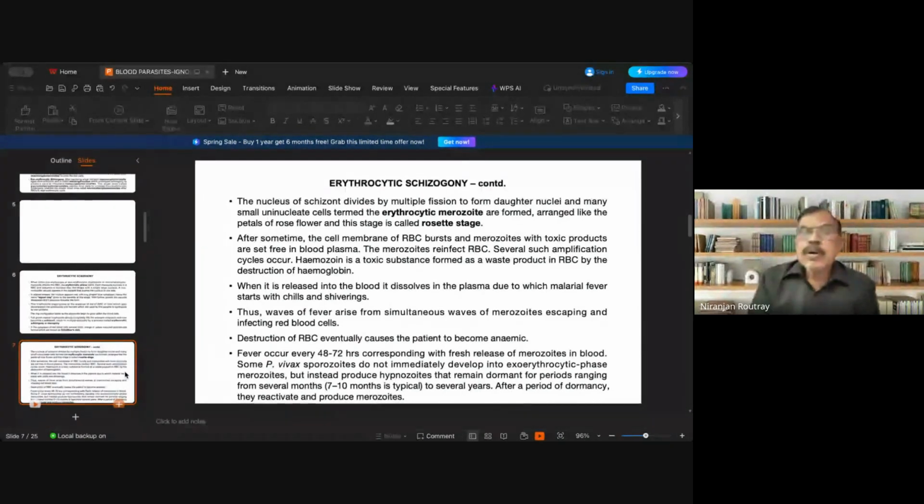So in each amplification of this parasite, RBCs are eventually destroyed, and since a large number of RBCs are destroyed, the patient becomes anemic. That means the hemoglobin concentration decreases because the RBC count decreases.